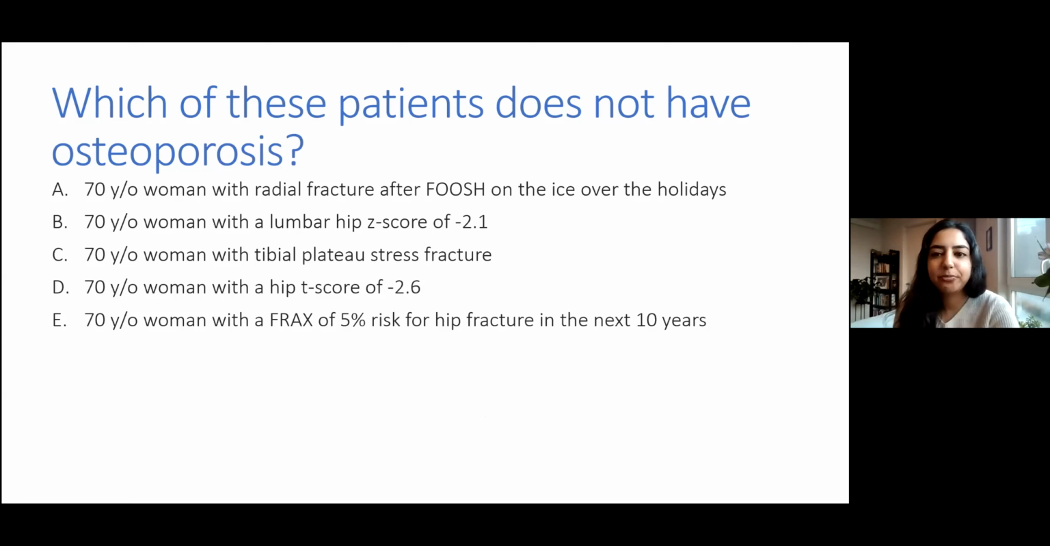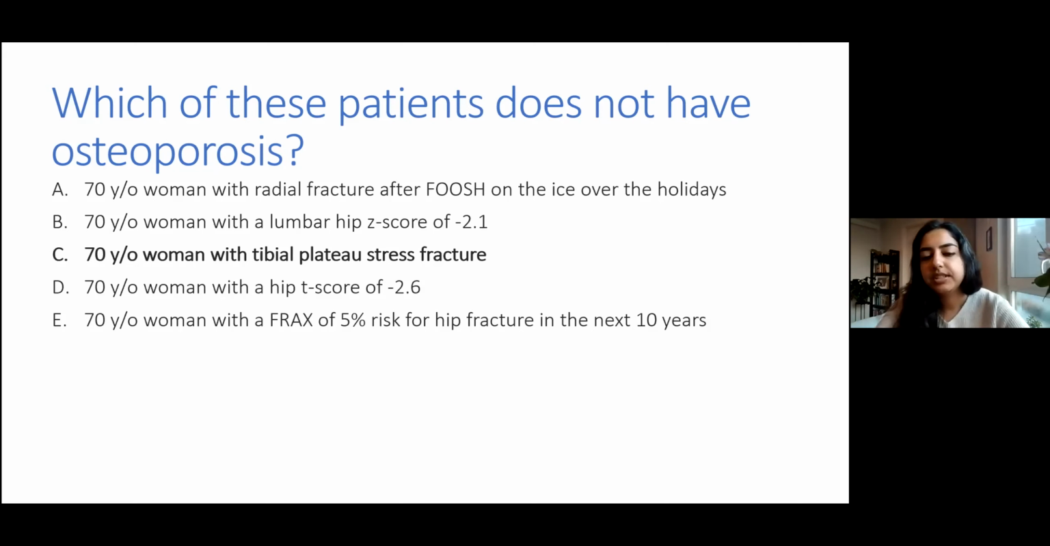Most votes are for B, some votes for A and C. So the correct answer here is C. Answer choice A, this is the little old lady that my friend who's an ortho resident took care of like 28 times after a bunch of falls on the ice over the holidays. She definitely has osteoporosis.